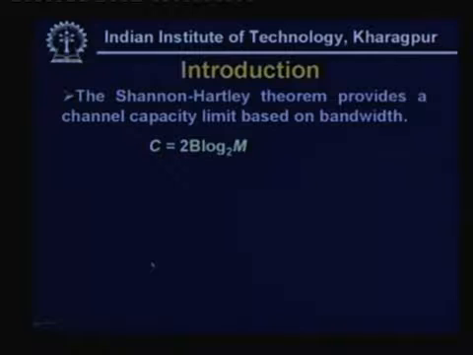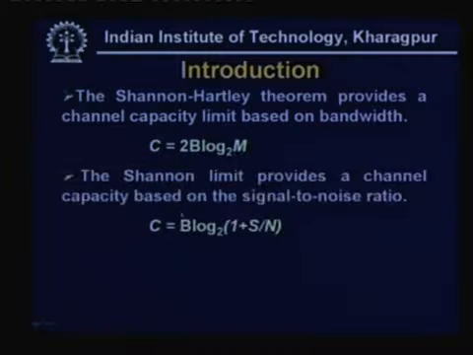And in one of the earlier lectures, we have seen the Shannon-Hartley theorem that provides the channel capacity limit based on bandwidth. Here, this parameter B is the bandwidth of the medium, and M is the number of levels with which you are encoding the signal. So you see the capacity of the channel or the information rate at which data can be communicated depends on the bandwidth of the channel. So bandwidth of the channel plays a very important role.